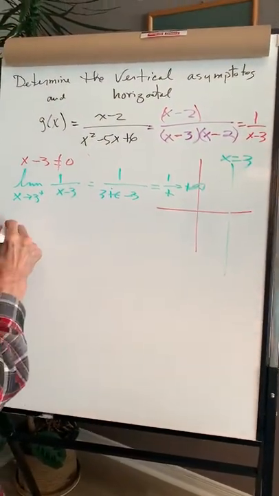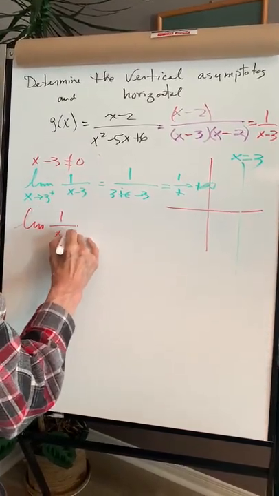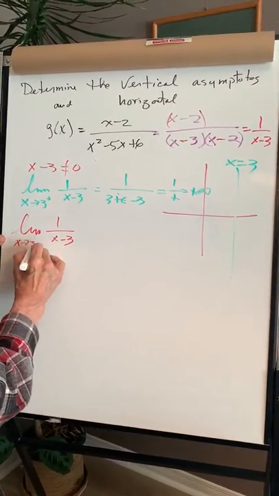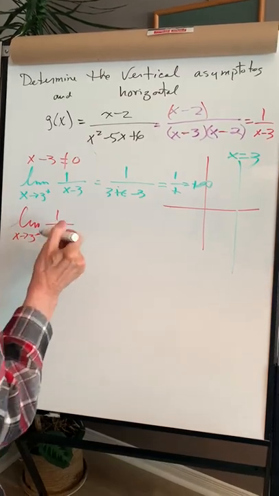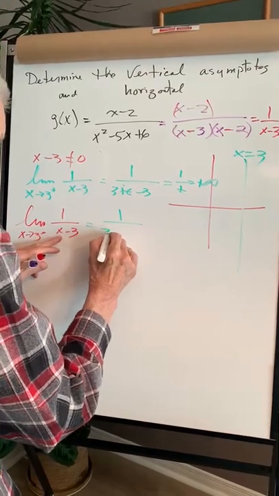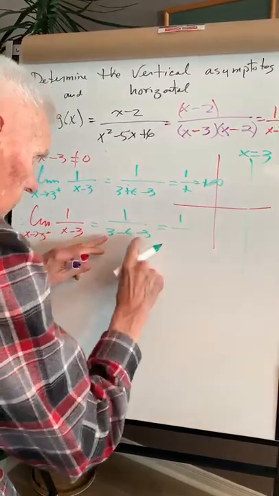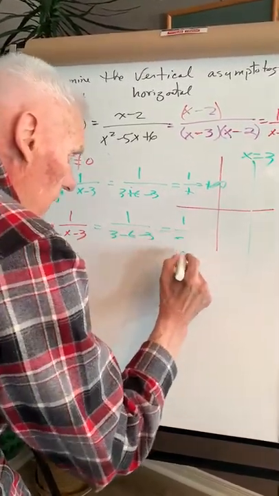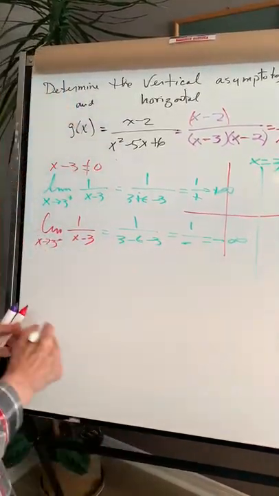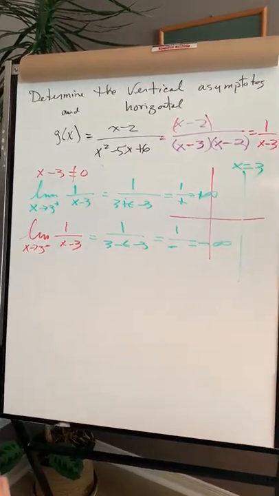Let's go to the other side. The limit of 1 over x minus 3 as x approaches 3 on the left side. On the left side, let's see what happens. It's going to be 3 minus a little bit, minus 3. These cancel, and I'm left with a negative number, which causes negative infinity, which means it's going to go like this. Okay?